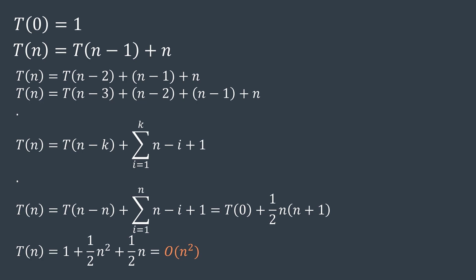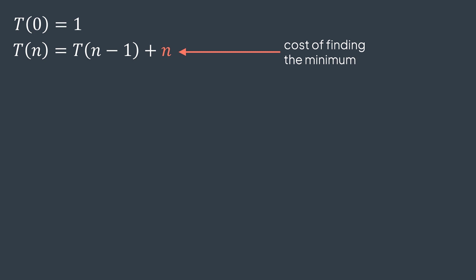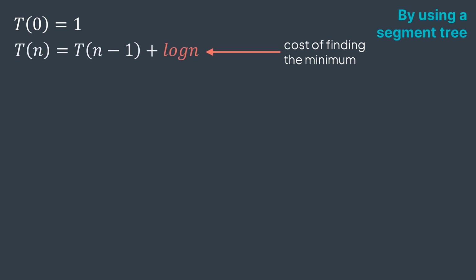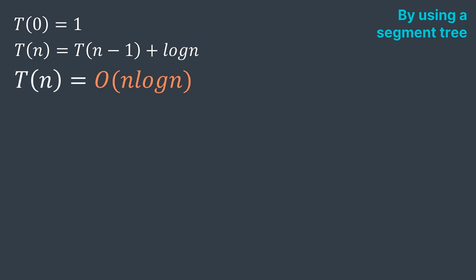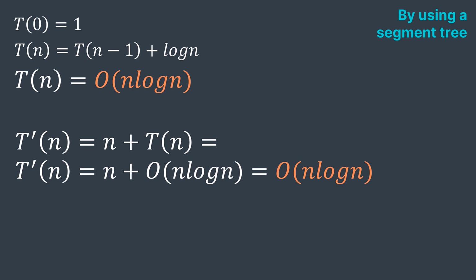What's slowing down the process is finding the minimum. Its cost is n, to search for the minimum in the range we're searching for. But we can optimize this. By using a segment tree for example, we can reduce the cost of searching for the minimum in a range to log n. The recurrence relation becomes T(n) = T(n - 1) + log n. We get O(n log n). Plus n to build the segment tree, we get an O(n log n) time complexity, better than O(n squared).